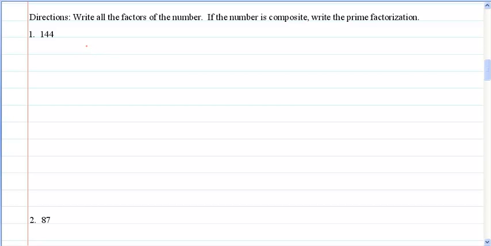So for this group of problems, the directions are to write all the factors of the number, and if the number is composite, to write the prime factorization. So the first thing I'm going to do is list the factors. This part takes the longest. So when I list the factors of 144, I always start with 1 and the number itself. So 1 times 144 is 144.